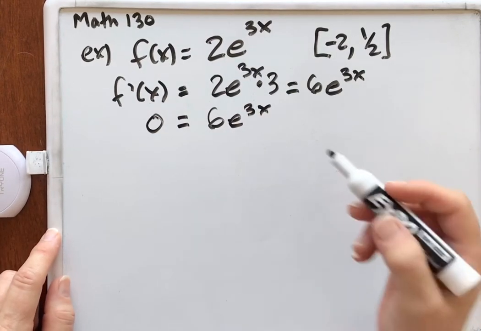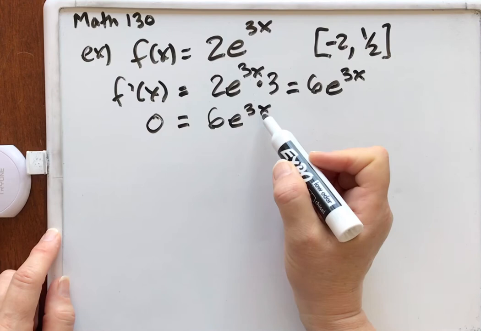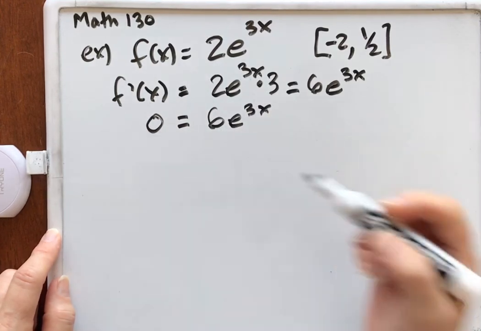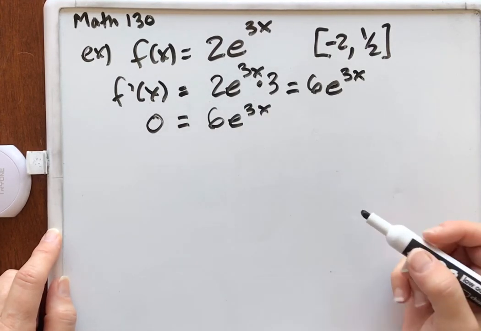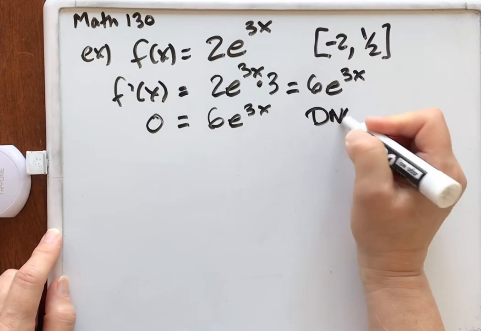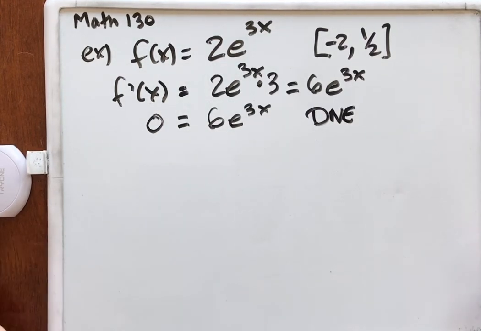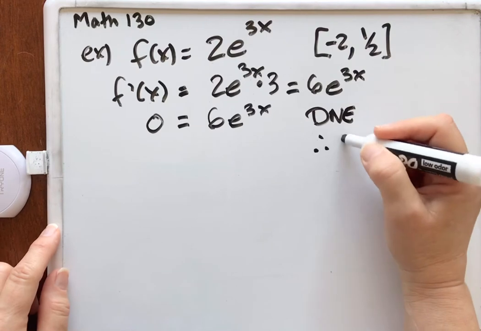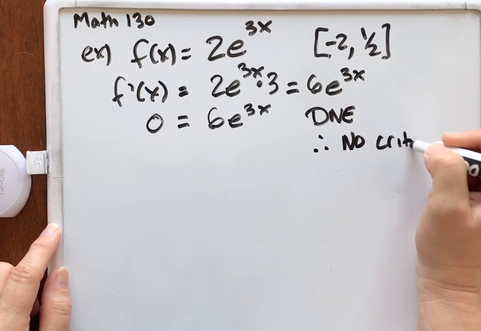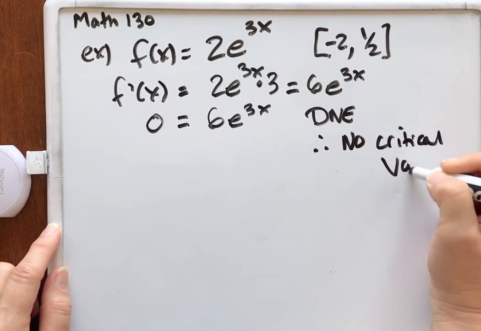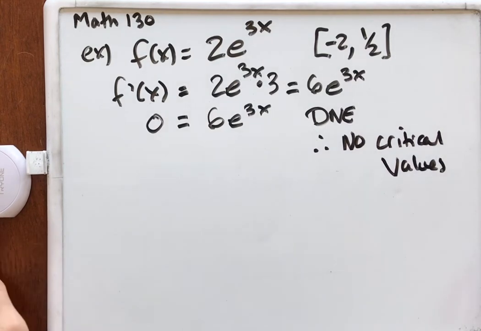All right, is there anything we can put in x so that this will equal 0? No, nothing. So there are no critical values. So when there's no critical values, we're just going to look at the endpoints.